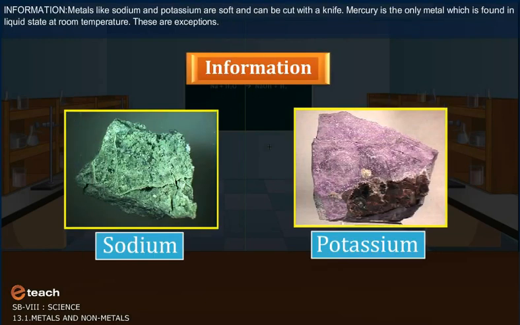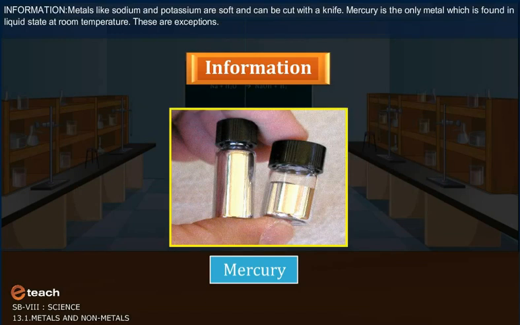Information. Metals like sodium and potassium are soft and can be cut with a knife. Mercury is the only metal which is found in liquid state at room temperature, but these are exceptions.